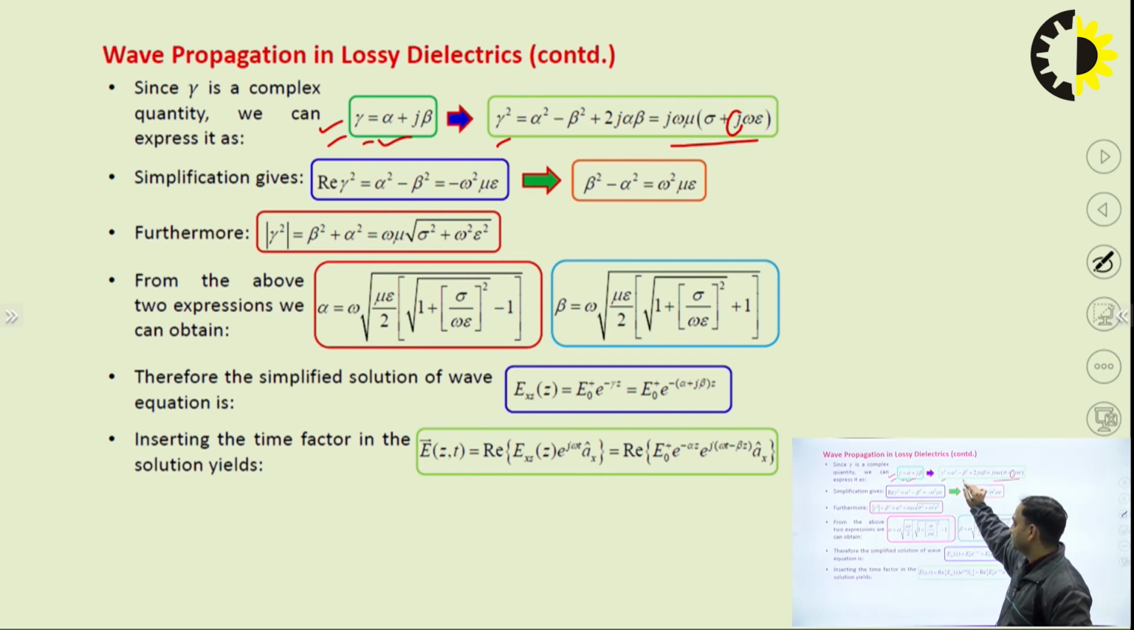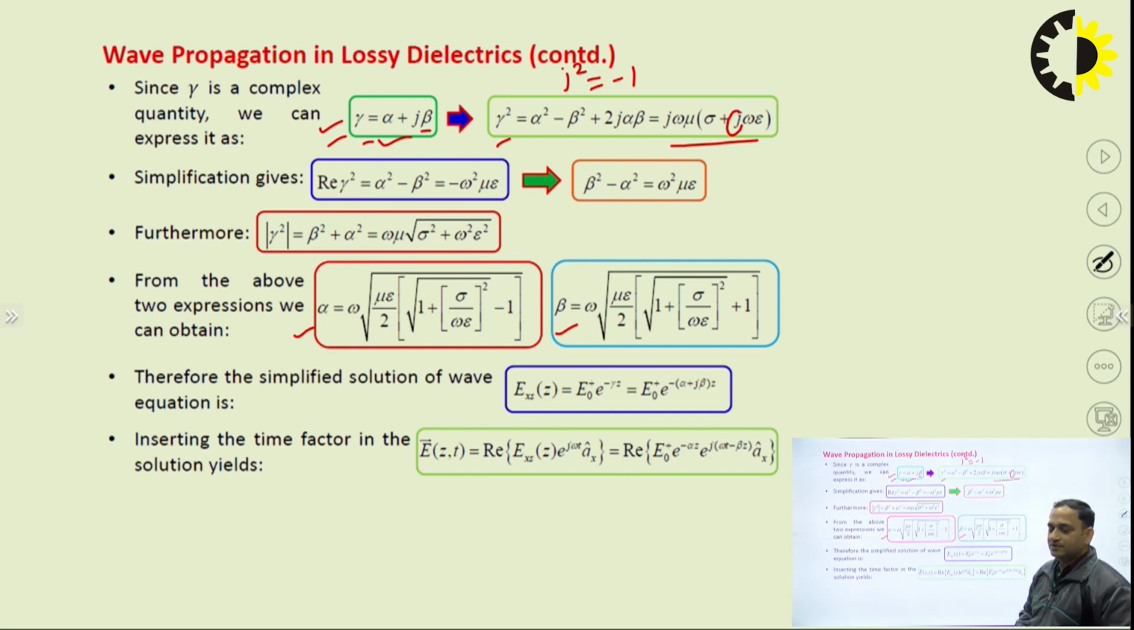How are we getting this beta square with the minus sign? When we square j beta, j square is equal to minus 1. Then we treat the real and imaginary quantities separately. When we do it, we will find the values of alpha and beta. So after solving this equation, we will get alpha and beta in this way.